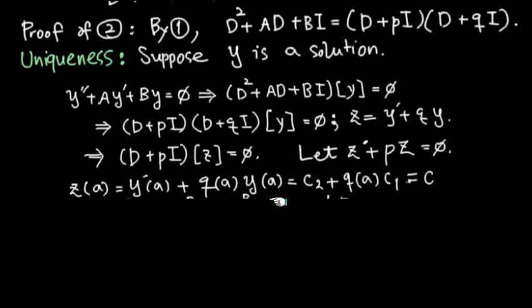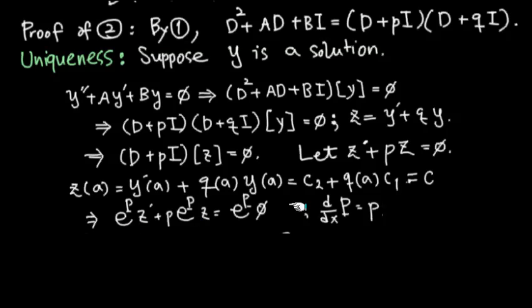Okay? So here I'm multiplying the integrating factor. This is capital P, and this is lowercase p. So if you multiply by the integrating factor e to the P, then this is supposed to be the derivative of e to the P times z. And I also multiply that integrating factor to the right-hand side.